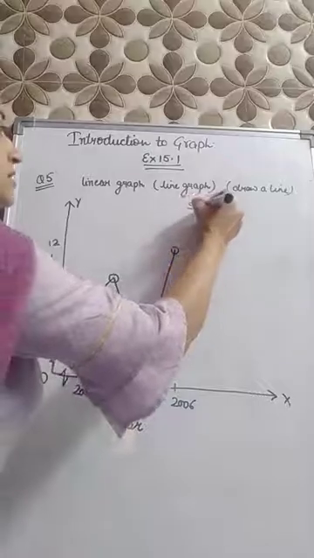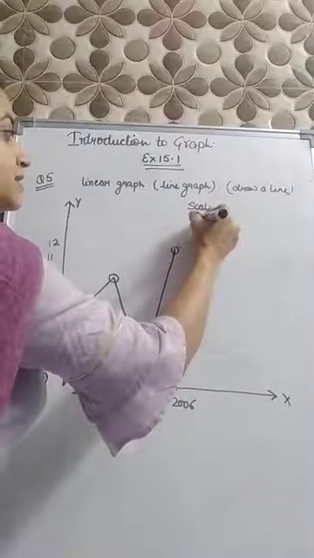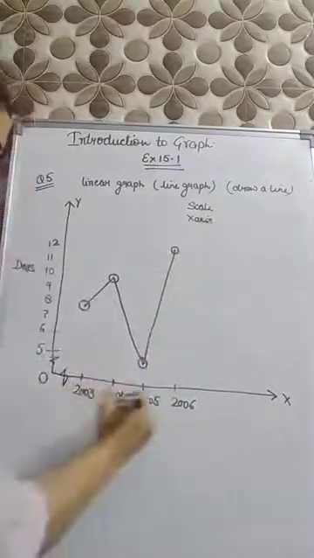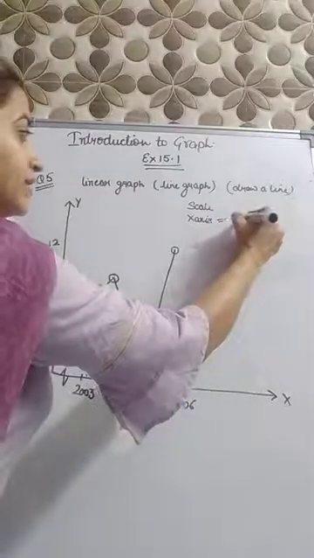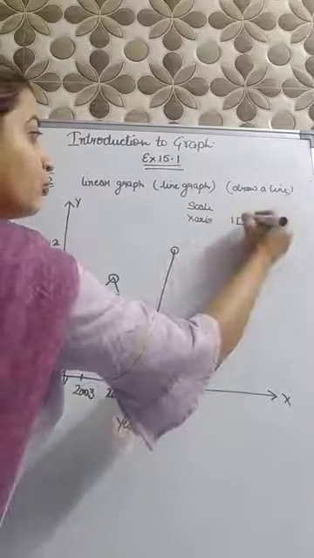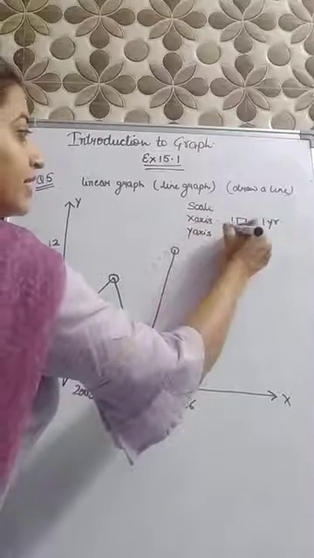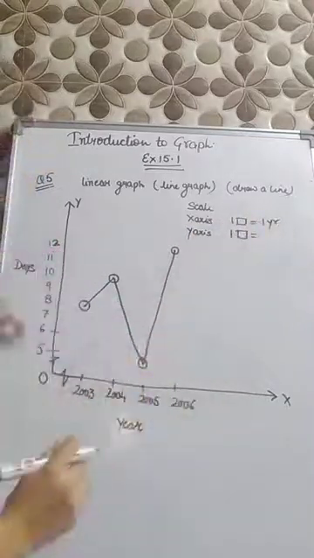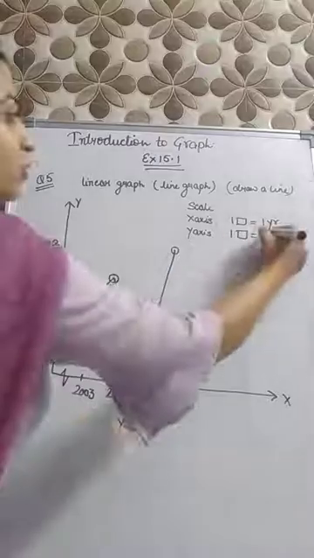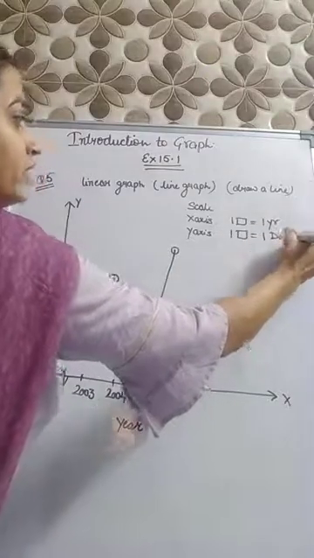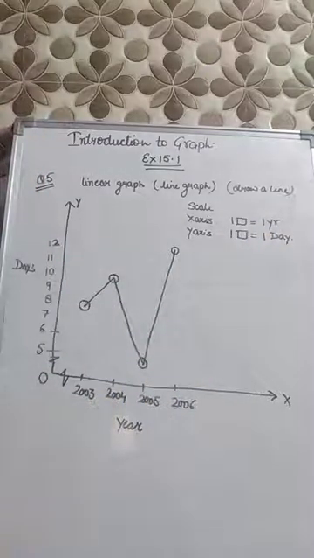So the scale: for the x-axis you have a gap of 1 year, one box is equal to 1 year, and for the y-axis one box is equal to 1 day, because we have a gap of 1. So the gap is of 1 day.